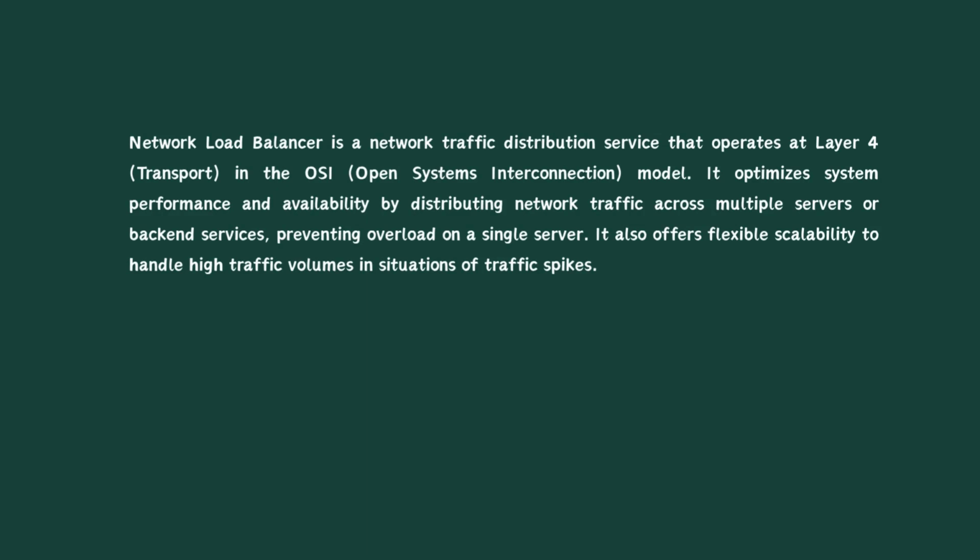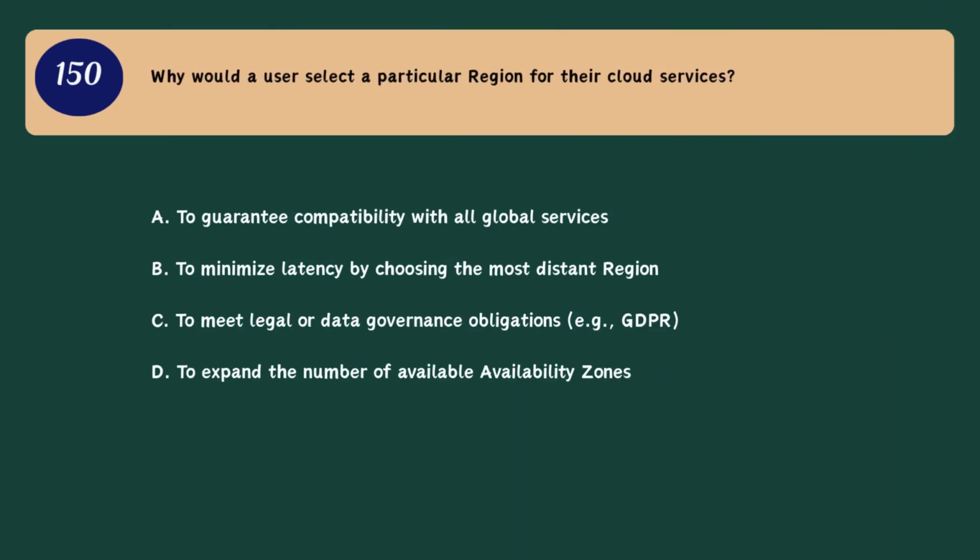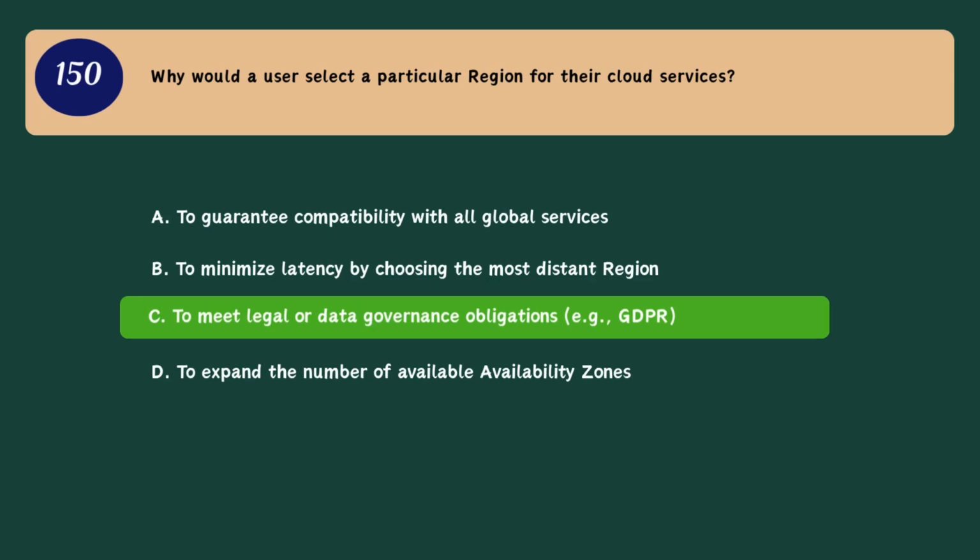situations of traffic spikes. Question 150. Why would a user select a particular region for their cloud services? A. To guarantee compatibility with all global services. B. To minimize latency by choosing the most distant region. C. To meet legal or data governance obligations, e.g. GDPR. D. To expand the number of available availability zones. Correct answer C. To meet legal or data governance obligations, e.g. GDPR.